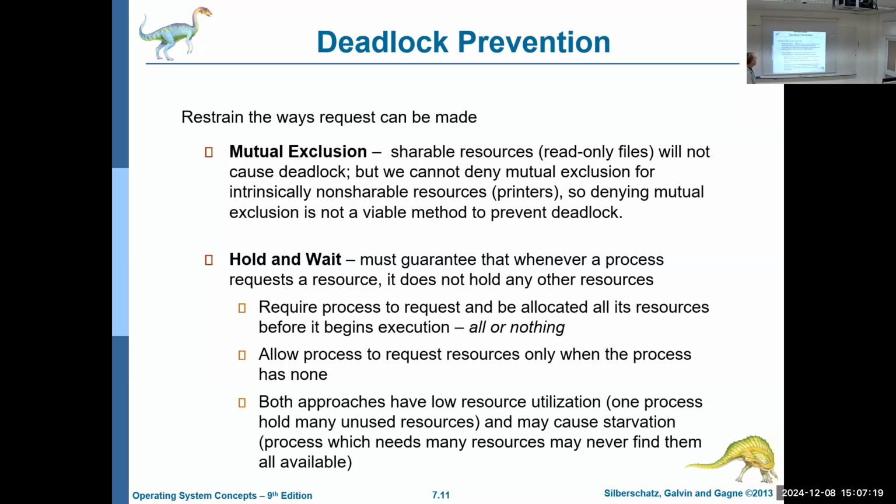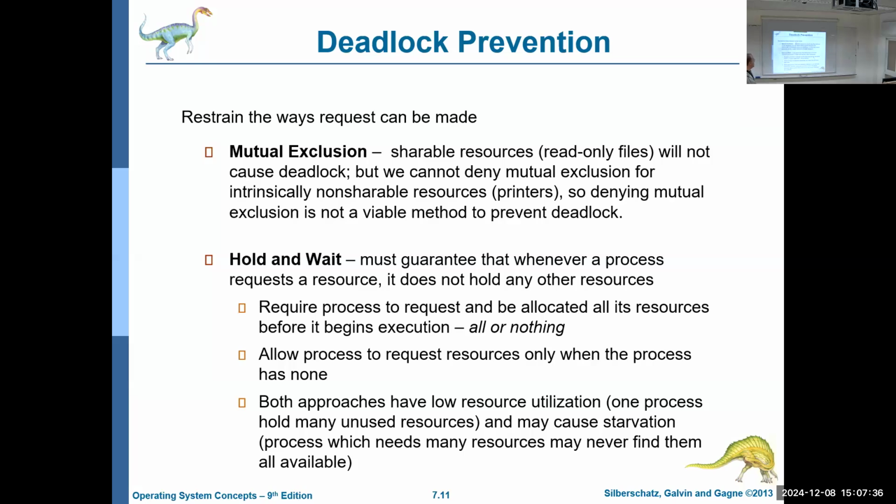So denying mutual exclusion is not a viable method to prevent deadlock. What about hold and wait? Must guarantee that whenever a process requests a resource, it does not hold any other resource. Well, if we would say like this, you could only have one thing at a time, then we would never have deadlocks. You could only have one thing at a time.